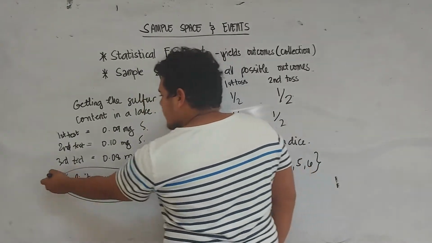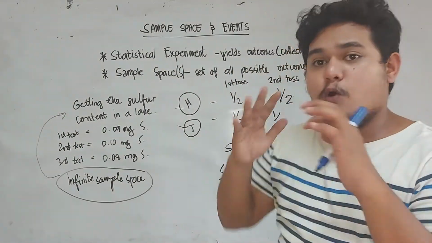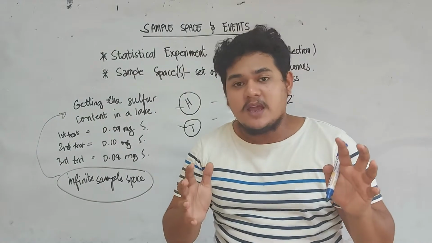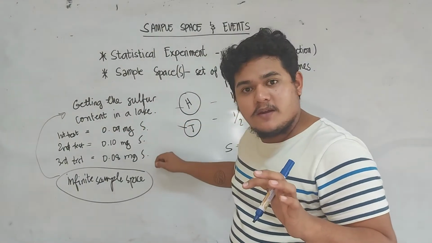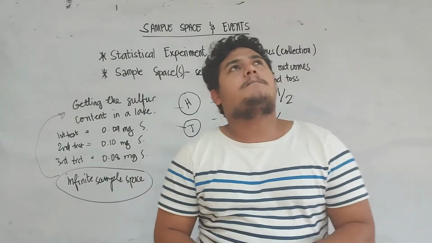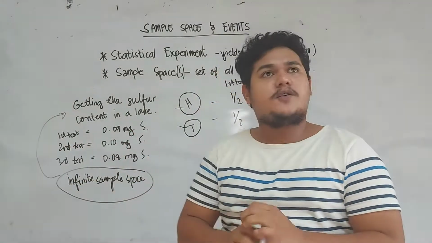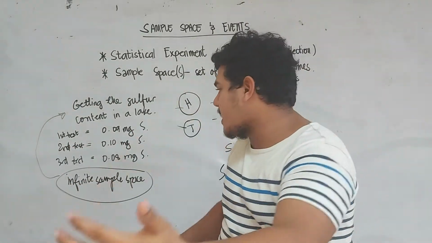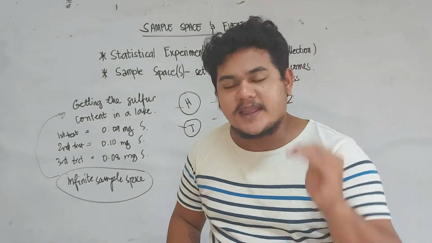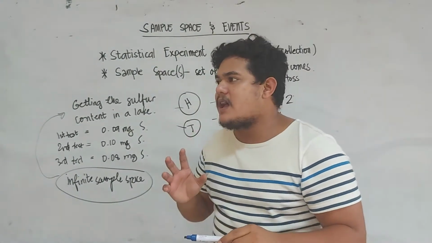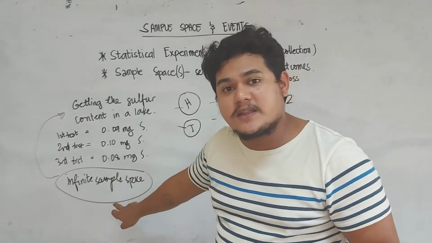This example is what we call an infinite sample space because it does not have an accurate sample space. Meaning, it can keep changing. You do not know exactly how much the sulfur content of this lake is. At this part, I got 0.09. This part, I got 0.10. This part, I got 0.08. So, it's not definite. There is no accurate and exact sulfur content or sample space. That is what we call an infinite sample space.